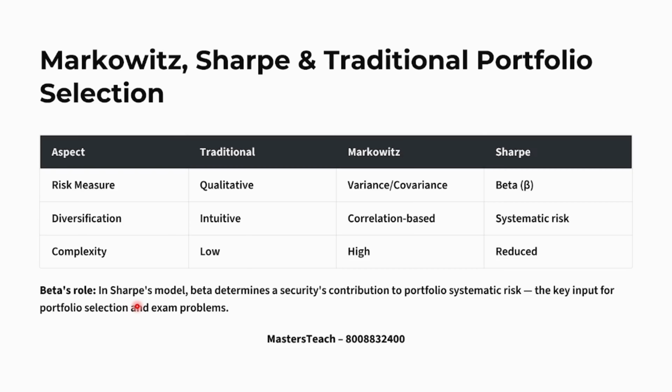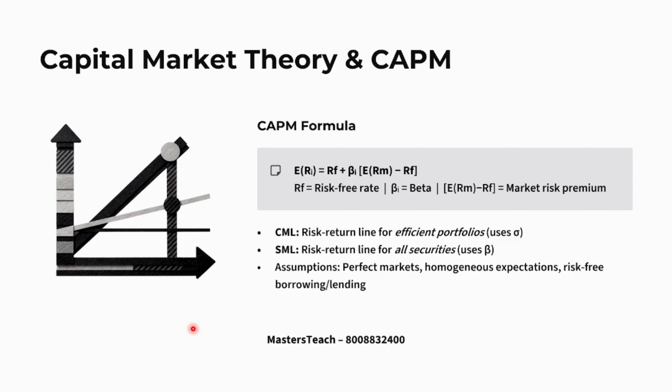Beta's role in Sharpe's model: beta determines the security's contribution to portfolio systematic risk, the key input in portfolio selection and exam problems. Okay, so this is capital market theory, CAPM. What is the formula? This is the formula. CML is the risk-return line for efficient portfolios. SML is the risk-return line for all securities. So this you have to remember. Try to make this one, at least you will get a pass.